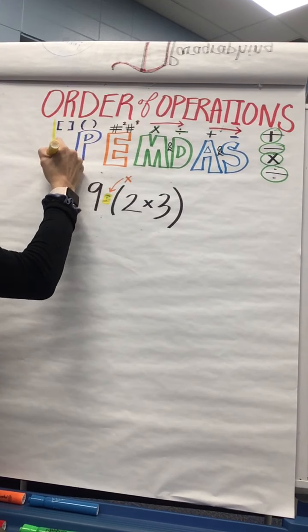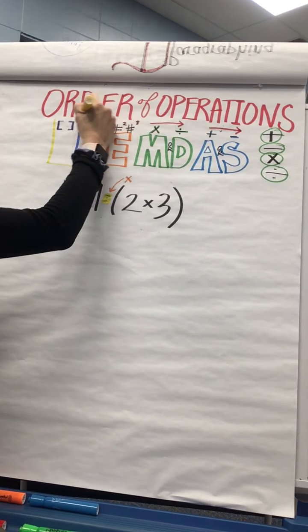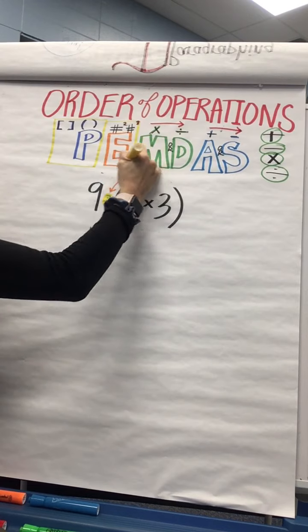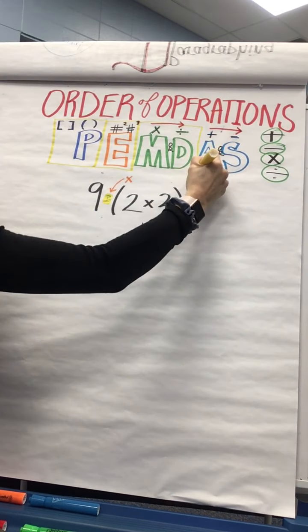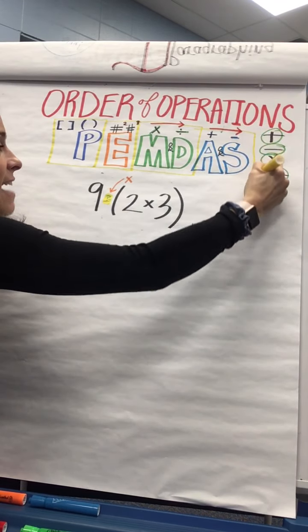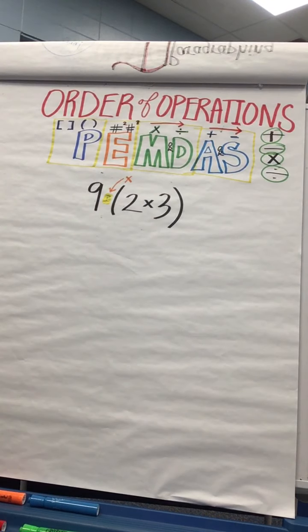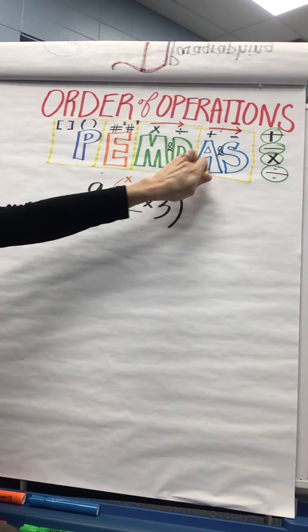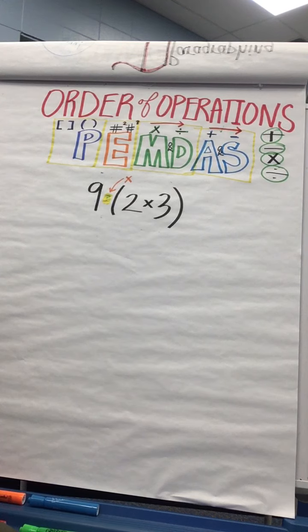So, PEMDAS. Some people remember it as please excuse my dear Aunt Sally. Okay, a lot of people remember it like that. Please excuse my dear Aunt Sally. I don't have an Aunt Sally, but that was how I was taught. I've read some funny ones today.